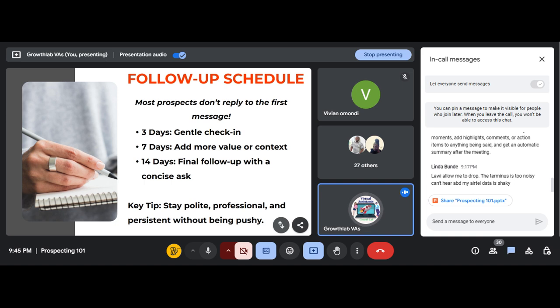Then if they don't reply after the 7 days, do a final one on day 14. This will be the last time you are texting, because there's only so much follow-up you can do and you don't want to be knocking on locked doors. So when doing follow-up, be polite, be professional, and be persistent without being pushy. And it would be good if you offer value.